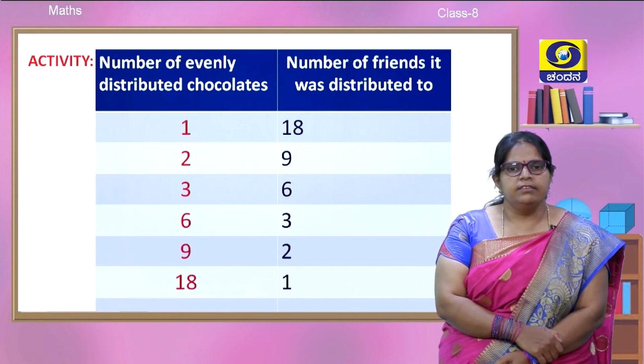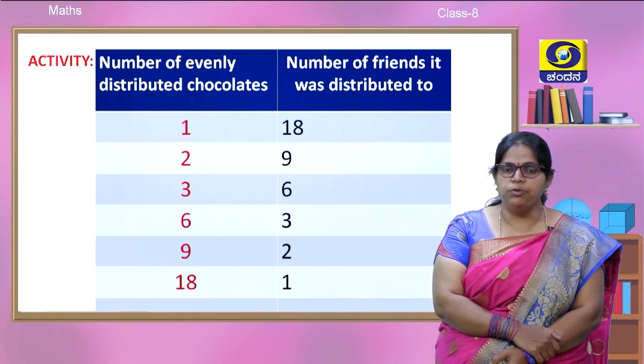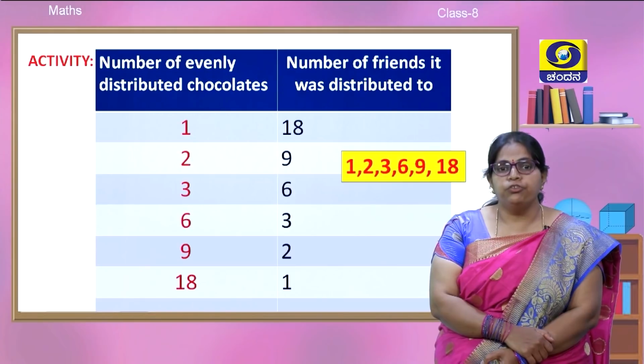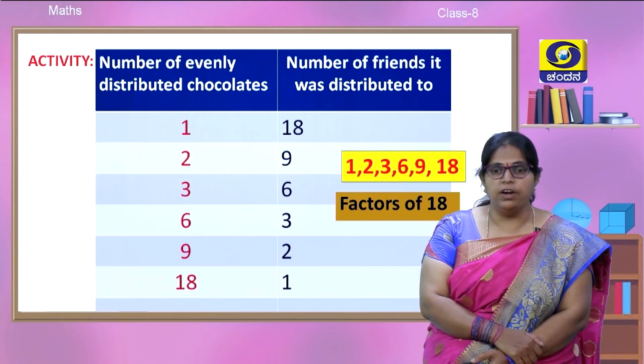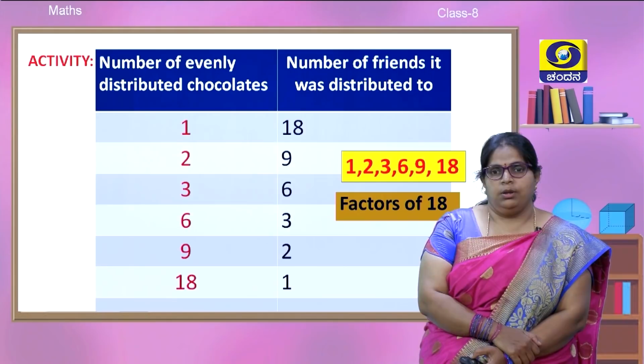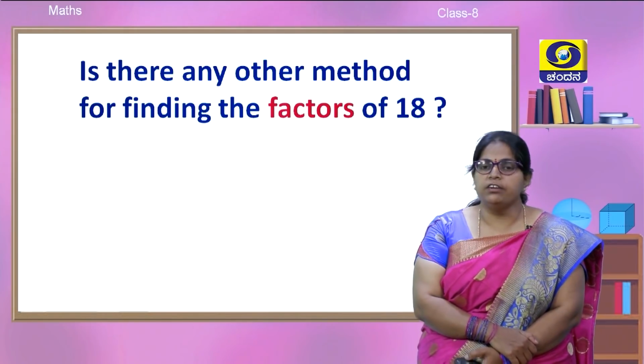Now, let us analyze the results of this activity in the form of tabular column. Observe carefully the number of evenly distributed chocolates, that is 1, 2, 3, 6, 9, 18, and the number of chocolates given for distribution, that is 18. Is there any relation between these two? Yes, you are right. These are the factors of 18. So, indirectly we have given to find the factors of 18. Children, do you think it is easy to find the factors of a bigger number by this method? No, it's too long, isn't it? So, is there any other method for finding the factors of 18?